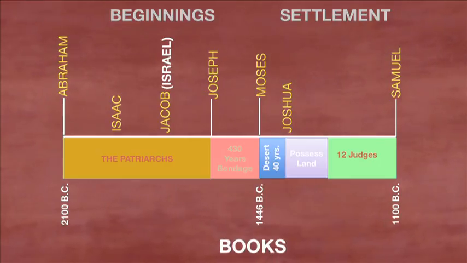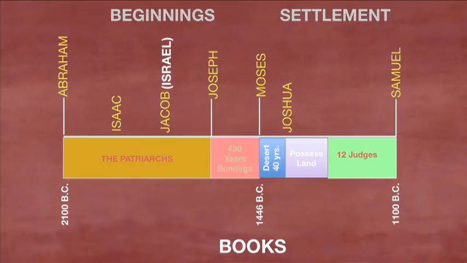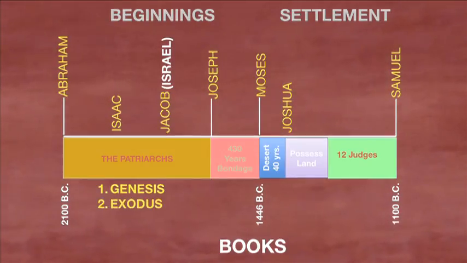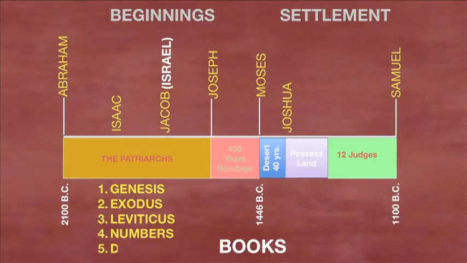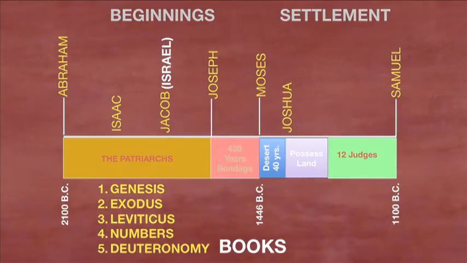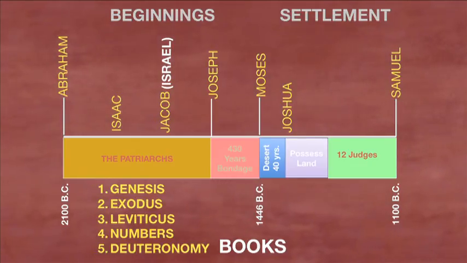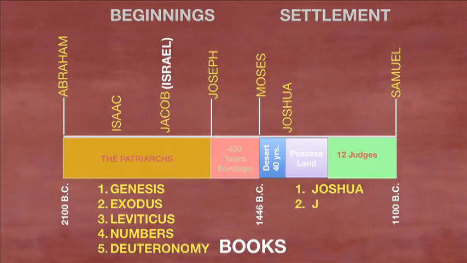What are the books that you find in the beginnings, in the settlement? Well, the books for the beginnings are very easy because it's actually the Torah. Genesis, Exodus, Leviticus, Numbers, Deuteronomy. That was all written at the time, or talking about the time of the beginnings, throughout the period of the patriarchs, right into the time of Moses. When it comes to the settlement, you have the book of Joshua, the book of Judges, but then there's a very sweet book that goes in there.